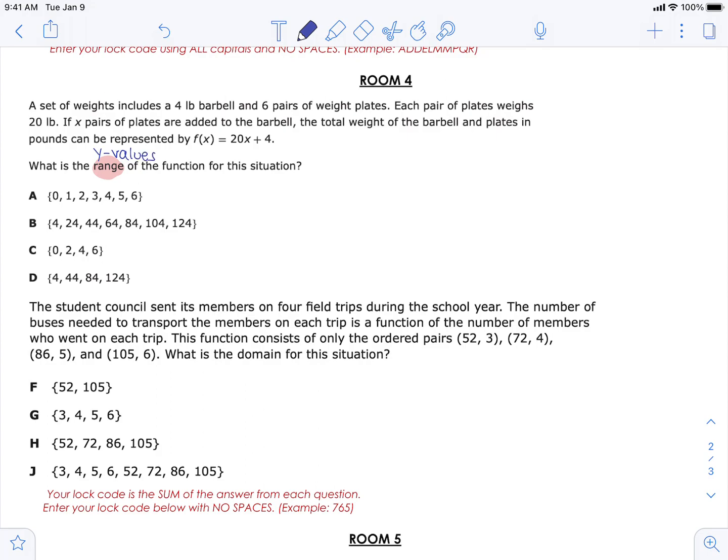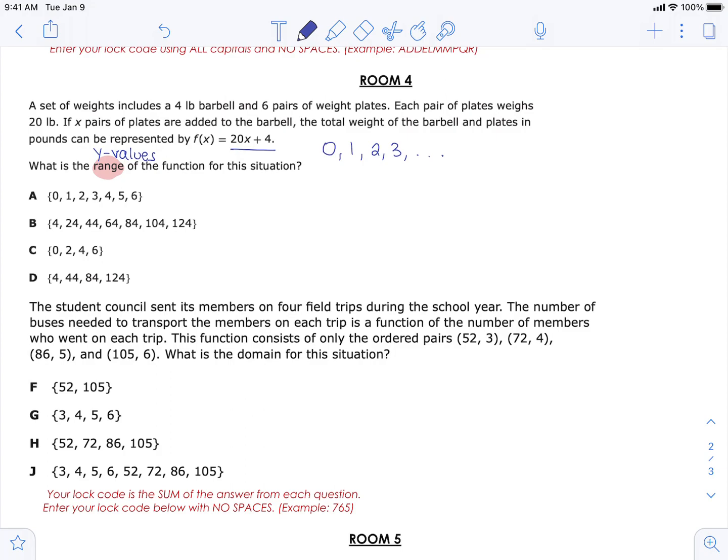So the possibilities that I have, we got to think about domain first. For the situation, I could have 0 weights on there. I could have 1 weight on there, 2 weights, 3 weights, and it's just going to keep going until I get to the 6th pair. So what we have to do is plug in these x values into our equation to get the actual range, the total weight of the barbells and the plates.